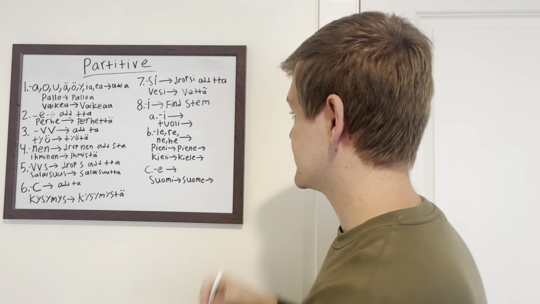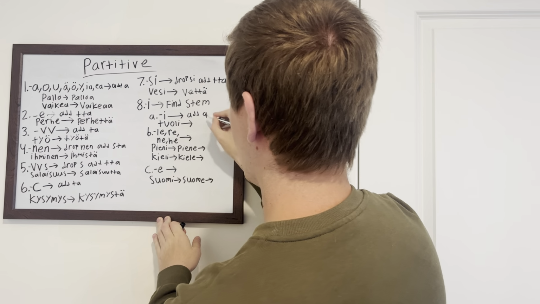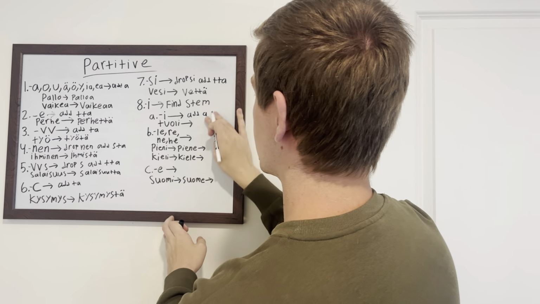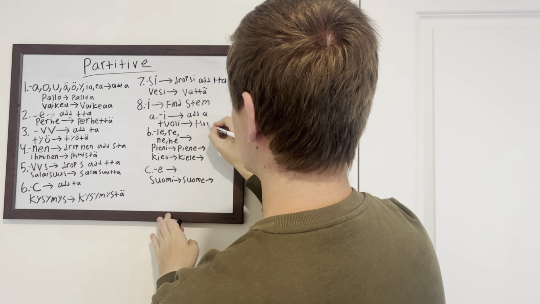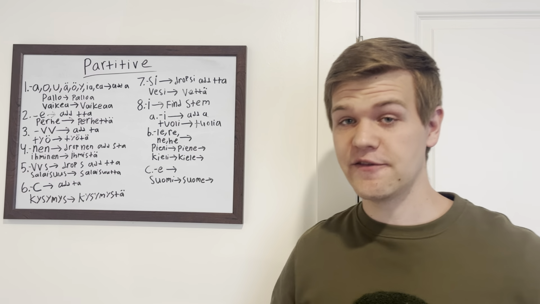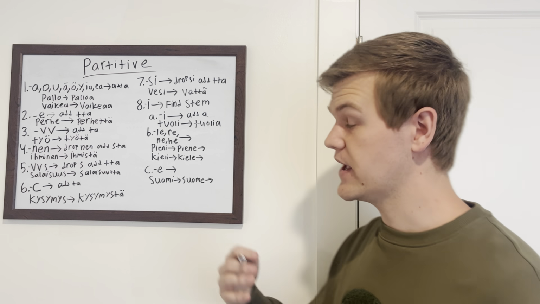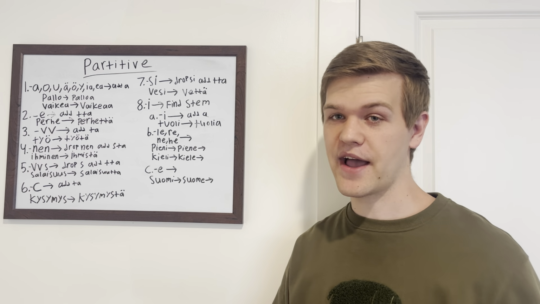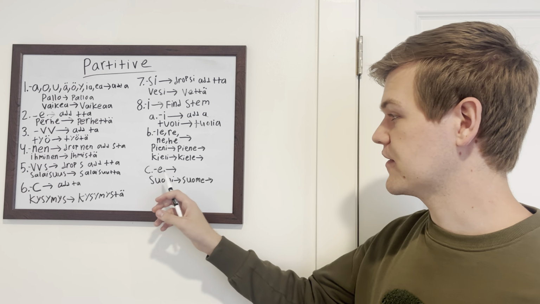If that's the case, everything's good. We can just add A, kind of just like those ones up there. So tuoli goes to tuolia. So pretty easy if it just stays as I. If it changes to E, then we're going to have two more categories. I'll do this one first.